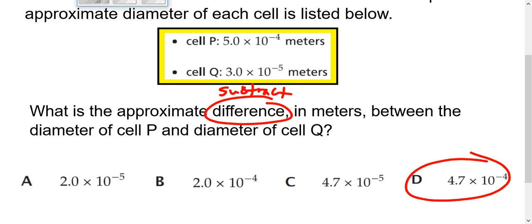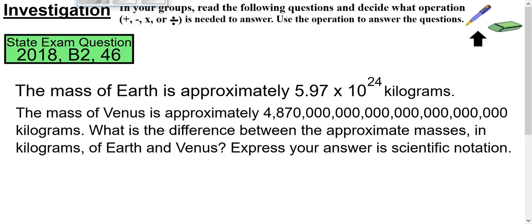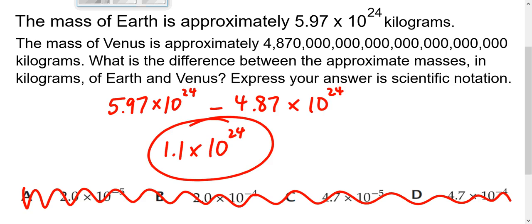This question said difference. That tells you to subtract. Do the bigger one minus the smaller one. Cell P is bigger because it has a larger exponent. And the answer comes out to D. So it says difference. I wrote them both out in scientific. I thought it'd be easier to enter my calculator. None of the answers matched up, so I crossed them all off and I just wrote the correct one.